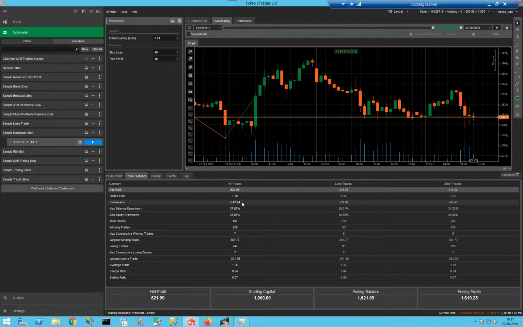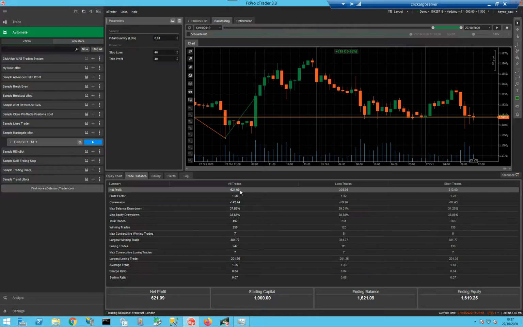The total trade was 497. The winning trade was 250. The max consecutive winning trade is how many trades in a row did this system win? The largest winning trade was £381, and there were 247 losing trades, and you had 7 losing trades in a row. The largest losing trade was £201. The average trade was £1.25p. Now, Sharpe ratio and Sortino ratio, they're quite important, and I'll explain them now.